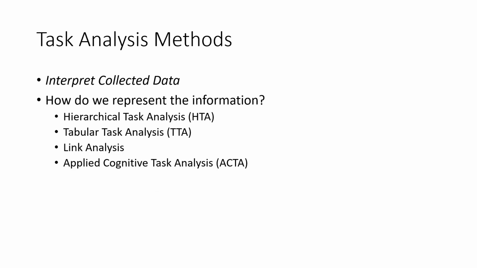So we'll go through this kind of quick. Again, you don't need to know this stuff in intense detail. If this really scratches an itch you have, let me know, and we can go into it maybe if we have some time at the end of the course. But you're going to interpret the collected data. So how do you represent the information? These are the four main ways you do it: hierarchical, tabular, link, or applied cognitive task analysis processes. And we'll go through each real quick.